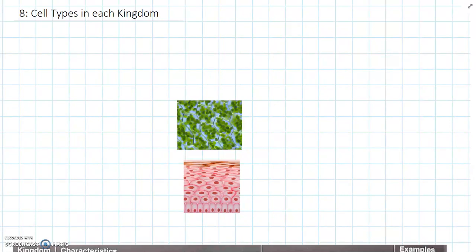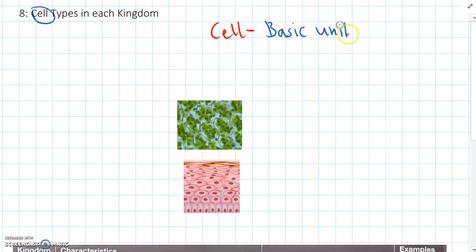We're now going to go into more detail about the 5 different kingdoms, and in particular, the cells in the 5 different kingdoms. So the first thing to go over is, how do we actually define a cell? It's a little bit complicated, but the easiest way to think of it is the cell is the basic unit of life.